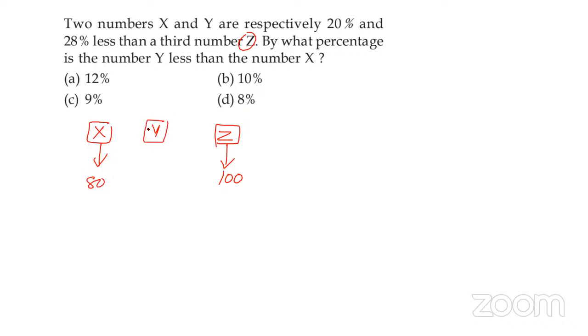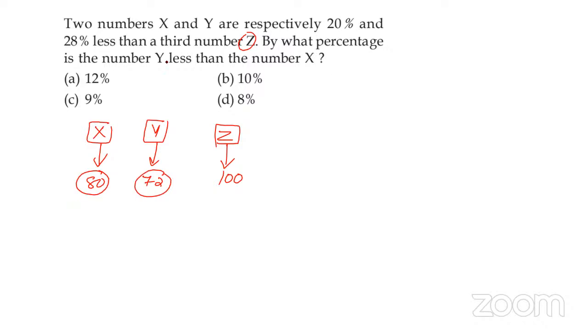What about Y? Y is given as 28% less than Z. So what is 28% of 100? It's 28 itself. So it is 28 less. 100 minus 28 is nothing but 72. So now you are getting two values for X and Y. So it's easier for you to compare, right?